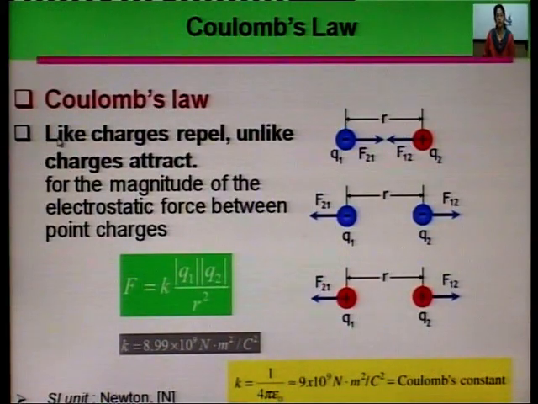So Coulomb's first law: like charges repel, unlike charges attract. This is the statement of Coulomb's first law. And Coulomb's second law gives us the magnitude of the force between the two charges.